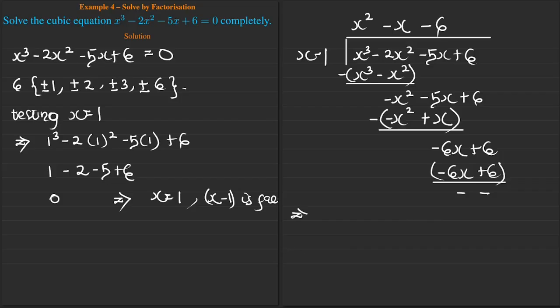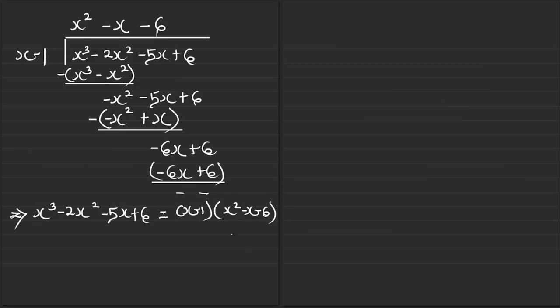Hence, it implies that our cubic equation, that is x cubed minus 2x squared minus 5x plus 6, can be rewritten as our divisor, which is x minus 1, times the depressed polynomial, which is x squared minus x minus 6, which in this case is our quotient. Since this is a quadratic function, we would have to factorize it as well.